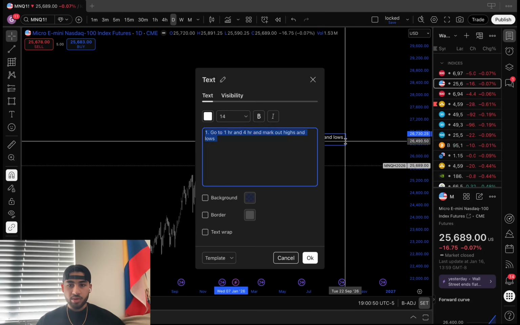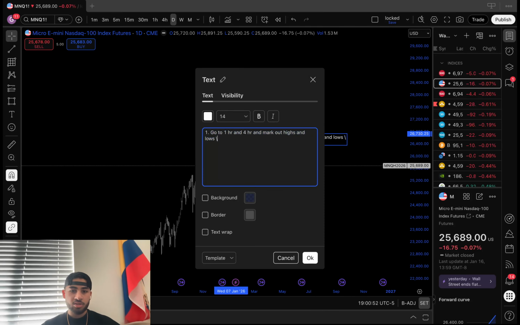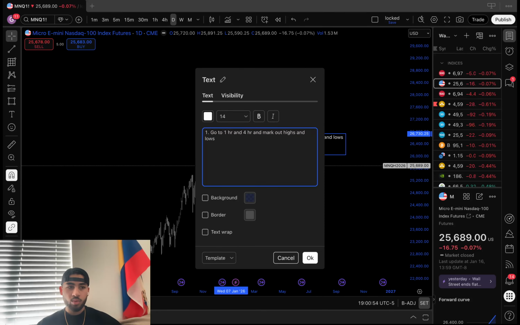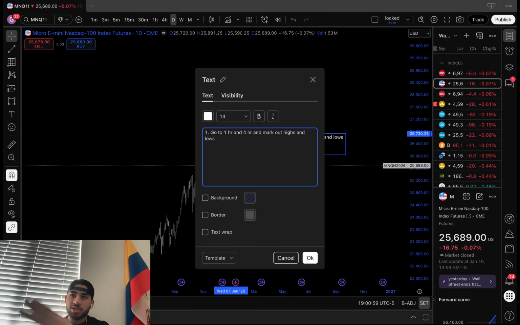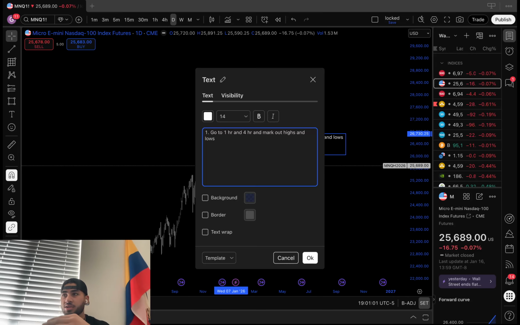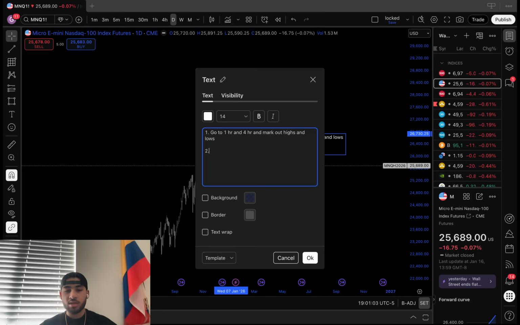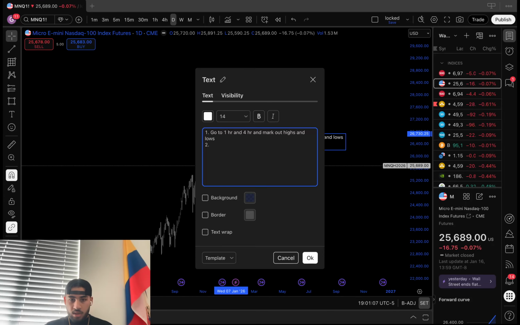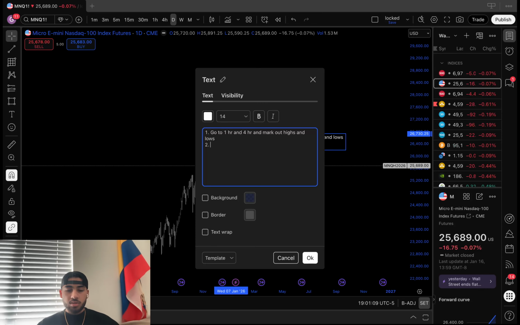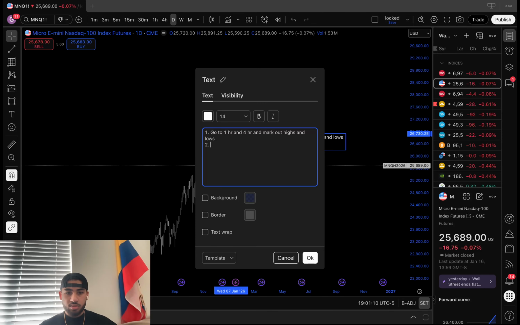Go to one. I like making a story almost out of it. Like, okay, market's gonna open. It's gonna sweep highs or sweep lows, and then we're gonna make an inverse gap in the middle. Once we inverse that gap, I want to see a retrace into the gap on the 1 minute, entry off of that, targeting lows. I like making a story out of it, so it's just easier on my head like that. Go to 1 hour, 4 hour, mark out highs and lows.